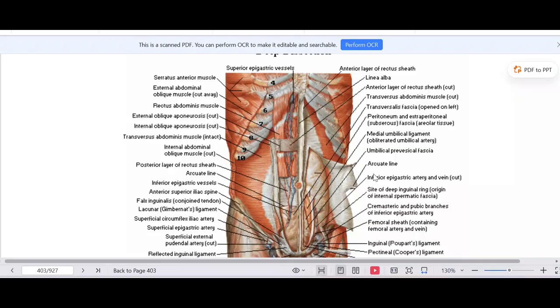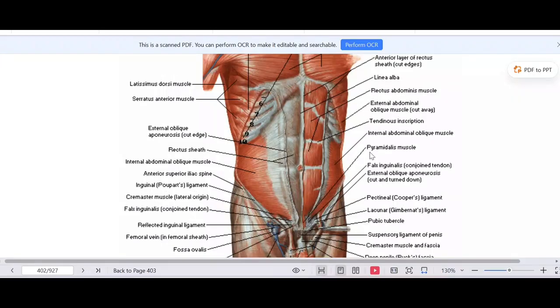And regarding the extent of the linea alba, you can see that the linea alba is actually extended from the xiphoid process up to the level of pubic symphysis. Okay, and you can also notice a point here that above the umbilicus the linea alba is wider, but below the level of umbilicus you can see the linea alba is narrowing because it is going to attach to the pubic symphysis.